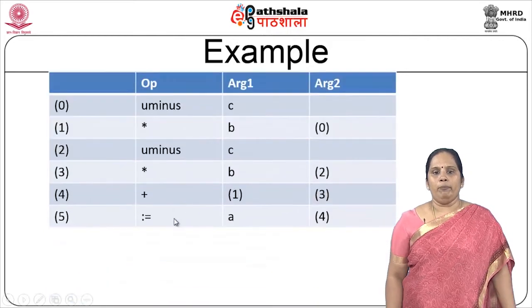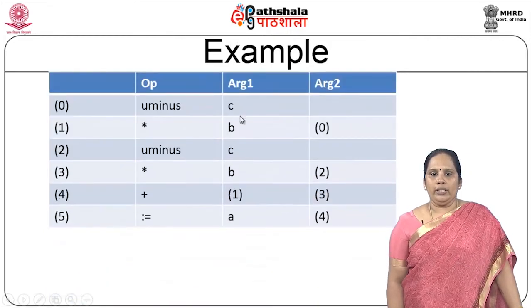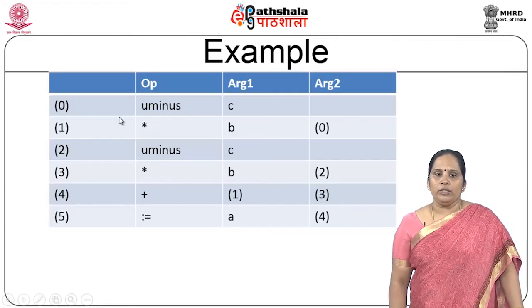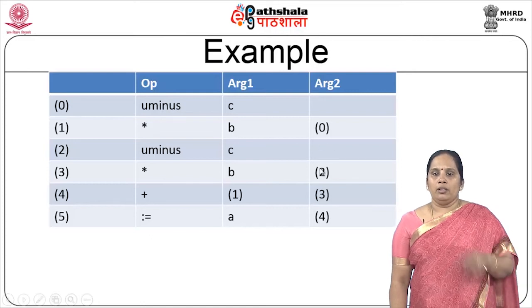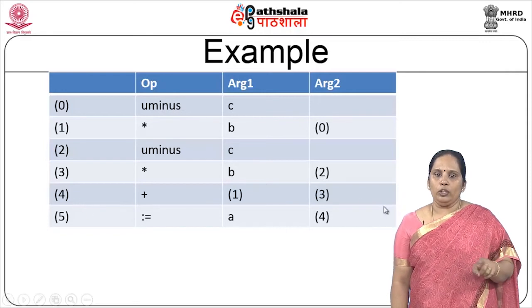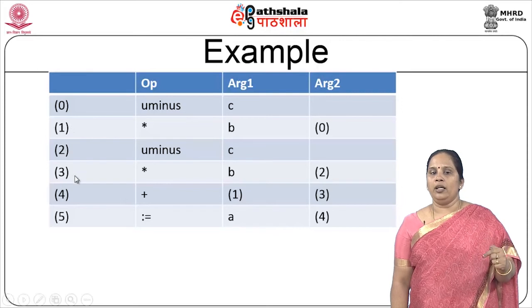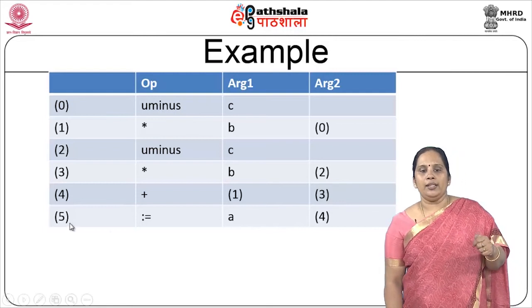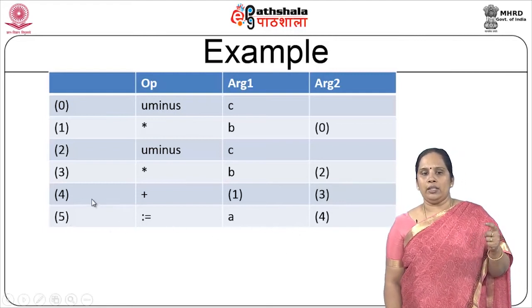So the same example: argument 1 is the same for the first one, the second one is B into minus C, right? So what is argument 2? Argument 2 is from the row pointed to by 0. This is again the row pointed to by 2. Now the fourth one is we are going to operate on the result of 1 and 3. So the result of 1 and the result of 3 are operated upon, which is indicated here, and the last one is A is equal to the result of 4.